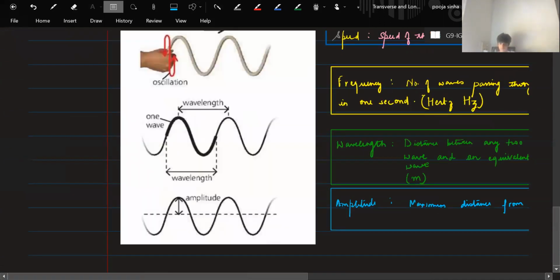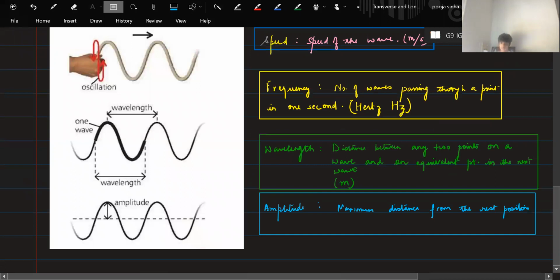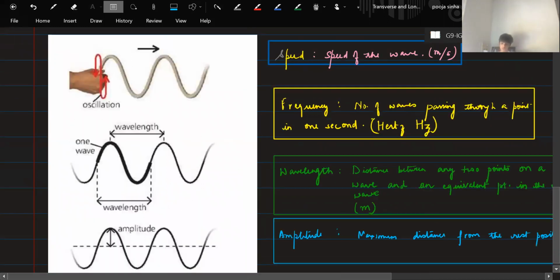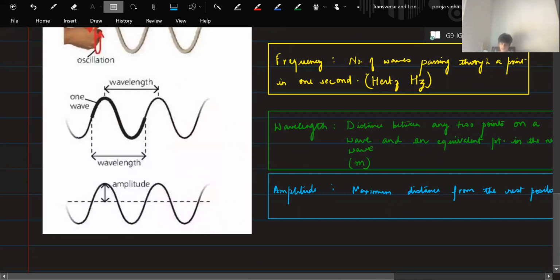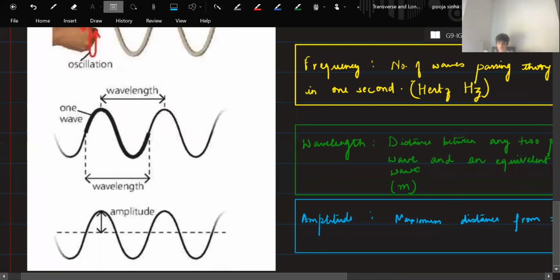Look here, speed, you understood, will be meters per second, right? If in 10 seconds there are 30 waves, then what will be the speed? In 10 seconds, 30 waves. What is the speed? 3 waves per second. Meters per second, correct? If 1 wave is 1 meter, 3 meters per second, right? That's the speed.